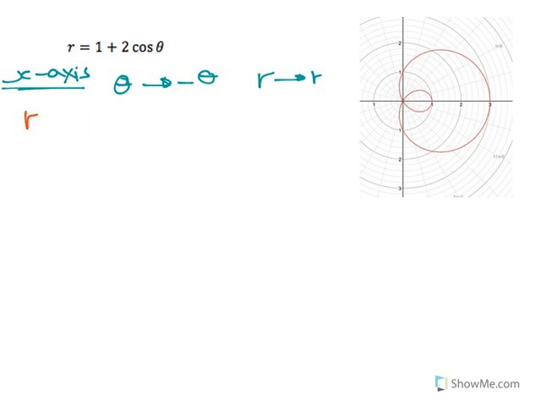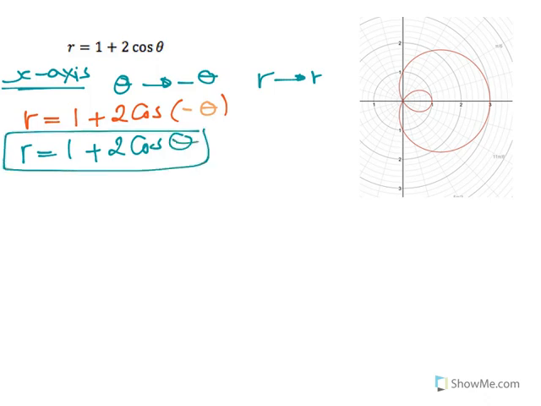So it's going to be r equals 1 plus 2 cosine of minus theta. And because cosine is an even function, cosine of negative theta is just cosine theta. Then r equals 1 plus 2 cosine theta. That means this graph is symmetrical around the x-axis, which is true. And as you can see from the graph, it illustrates that it's symmetrical around the x-axis. All right, so let's take a look at the y-axis symmetry.